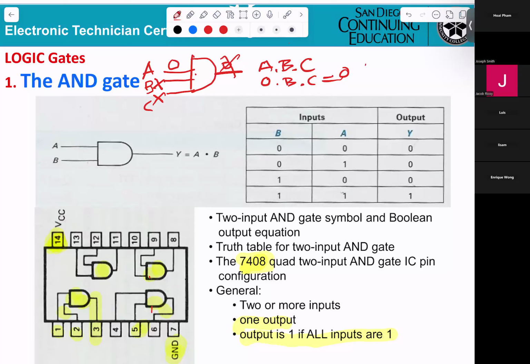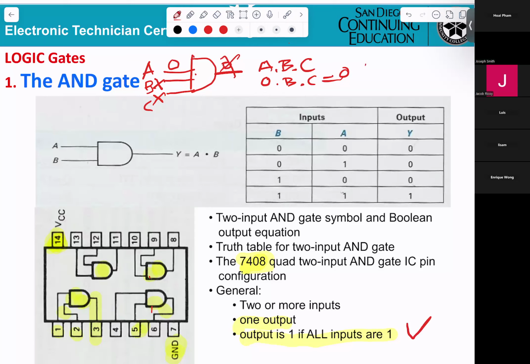Sometimes they try to trick you. They can ask you, how come you did not take B? The answer will be A is 0, output must be 0. B or C will be don't care. What do they mean by don't care? Don't care means either 0 or 1. It doesn't matter. Okay? So that's why they're telling you right here.